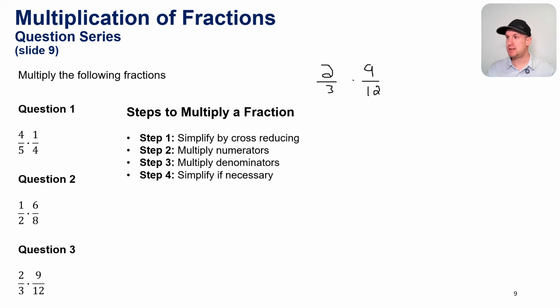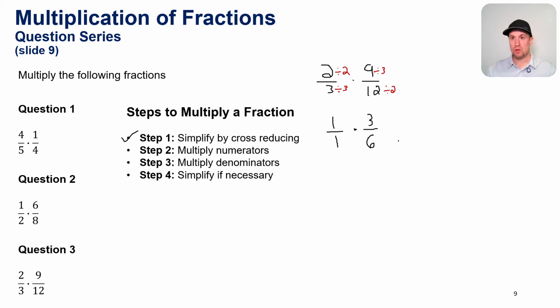Now in this case, there is an ability to reduce both ways. So I can reduce the 2 and 12 by a factor of 2, so 2 divided by 2 and 12 divided by 2. And then 3 divided by 3 and 9 divided by 3. So now rewriting this, I have 2 divided by 2 is 1, 3 divided by 3 is also 1, times 9 divided by 3 is 3, and 12 divided by 2 is 6. Okay.